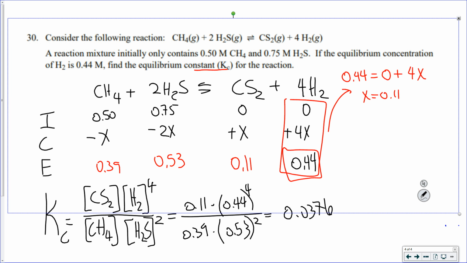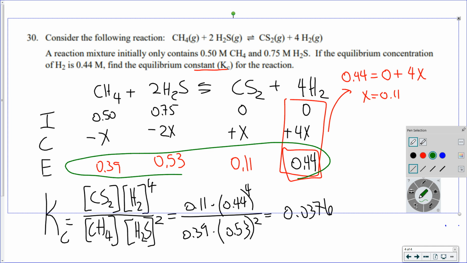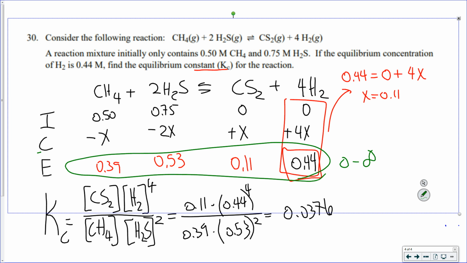So, the equilibrium concentrations, that's always going to be positive, right? In the case of the ICE table, equilibrium concentrations, yes. You can't have a negative. These can be between 0 and infinity, but they can never be negative. You can't have a negative concentration. You can have a negative change, but you can't have a negative concentration.